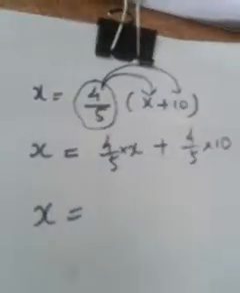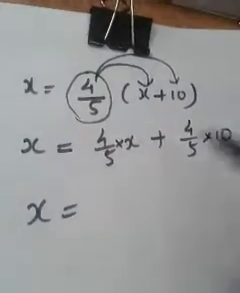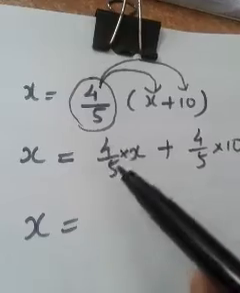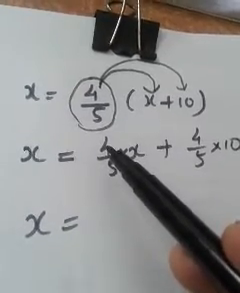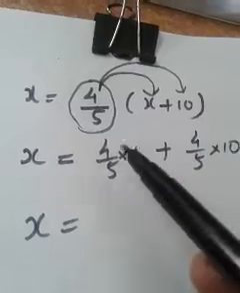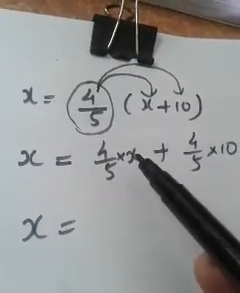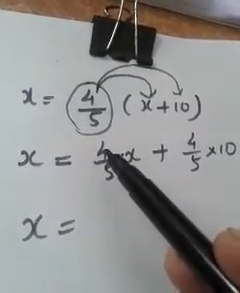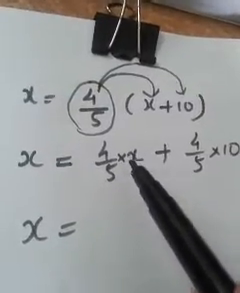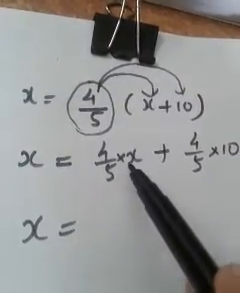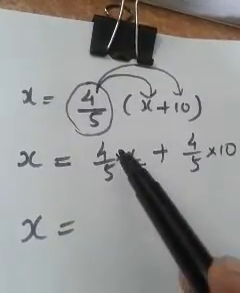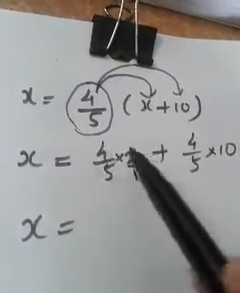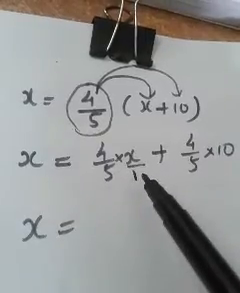4/5 into x means this x will join together with this numerator. That is a rule. Otherwise, if you have any doubt, you can write x as x/1. Then how can we multiply a rational number by another rational number? Multiply the numerator and multiply the denominator. That was the method we used.